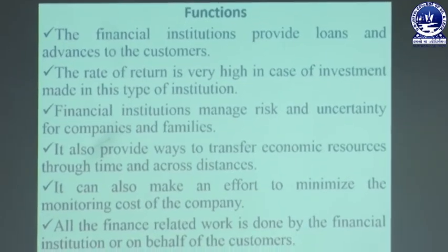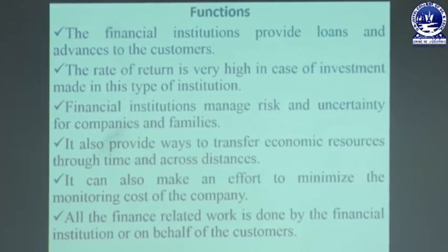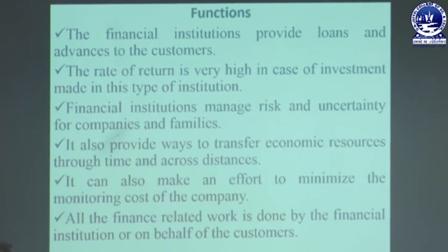Generally, a financial institution manages risks and uncertainty for companies as well as families. For example, take one financial institution, an insurance company: generally the policy holders invest their money in insurance by way of making a policy. So, if any problem or uncertainty arises, any accident or any mishap, then the insurance company will provide a huge lump sum fund to their nominee or to their family members.